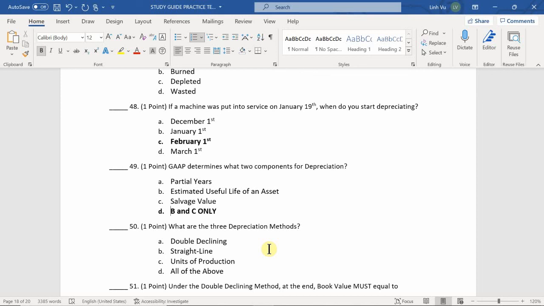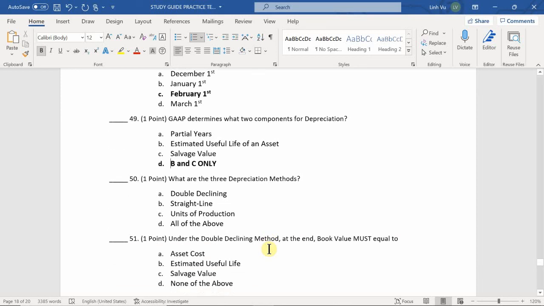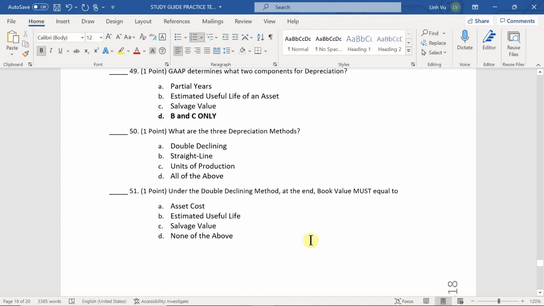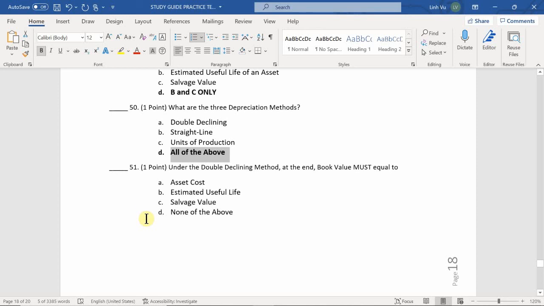Question number 50 says, what are the depreciation methods? D, all of the above. We learned double declining, units of production, and straight line. Good. Under the double declining method, at the end, book value must be equal to? C, salvage value. Good.